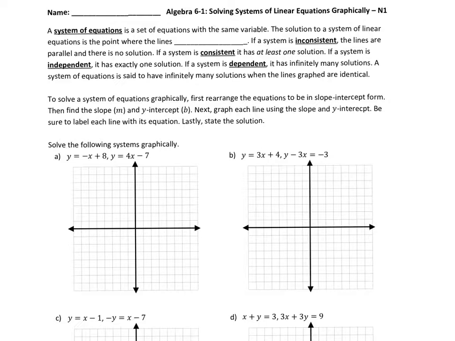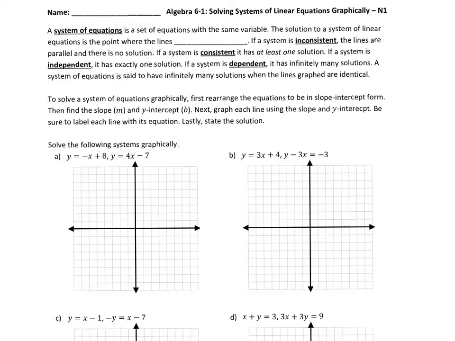If a system is inconsistent, the lines are parallel, which means the lines will not touch, intersect, or cross ever, and there's therefore no solution. If a system is consistent, it has at least one solution. If a system is independent, it has exactly one solution. If a system is dependent, it has infinitely many solutions.